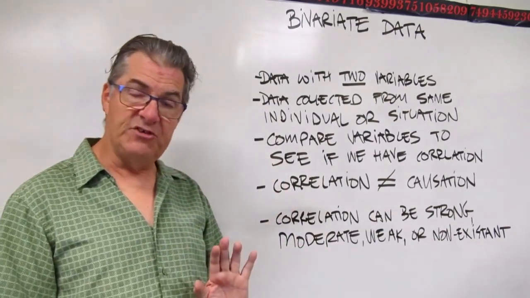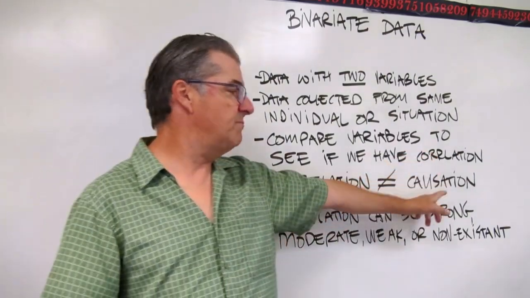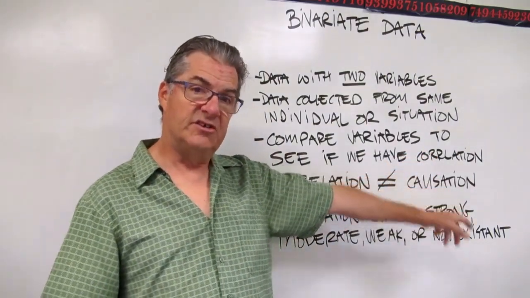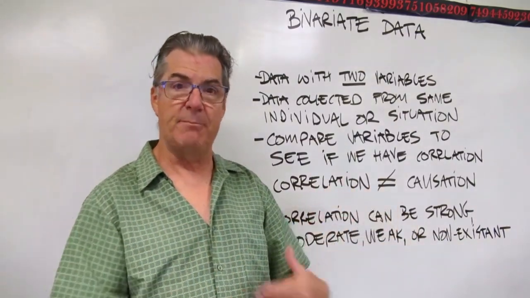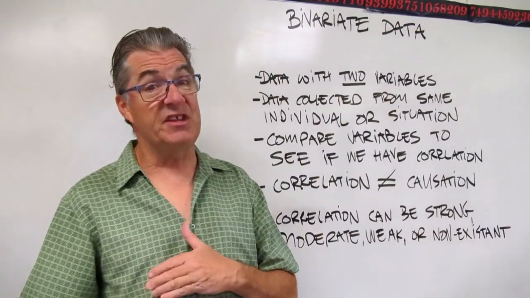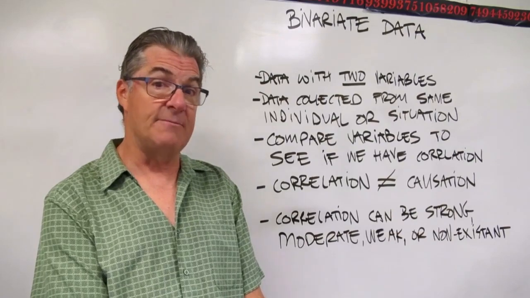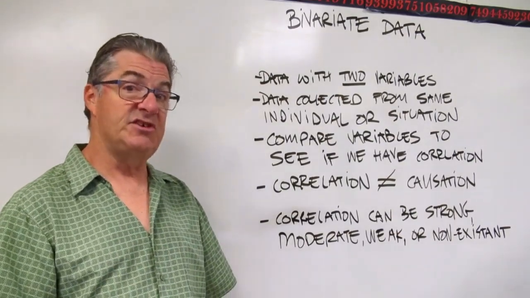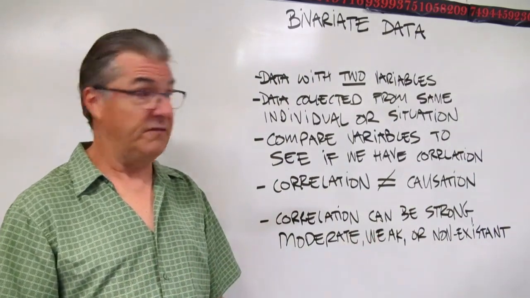I want to introduce a caution here. Correlation does not mean causation. So even though 2 variables might correlate, they might change together in a predictable pattern, one might not be causing the other. There could be a third cause underneath those 2 variables. So you have to analyze your situations carefully to figure out whether there is causation involved.